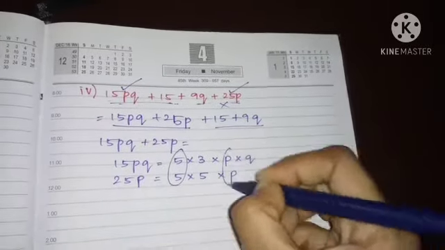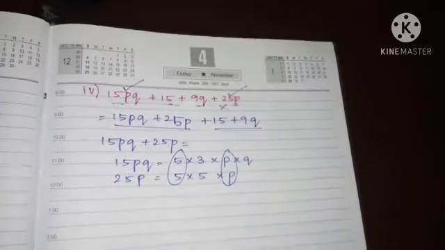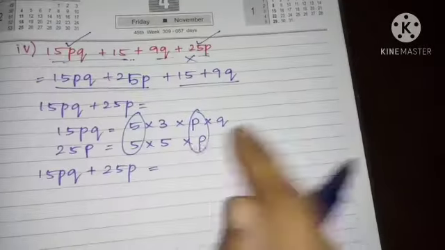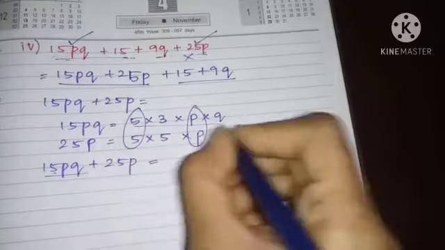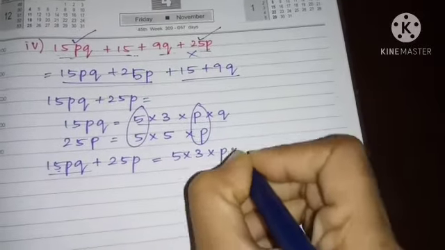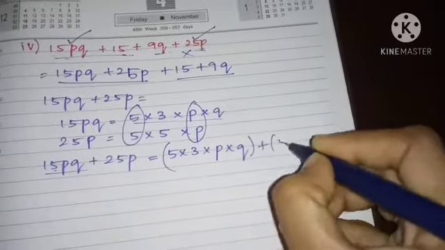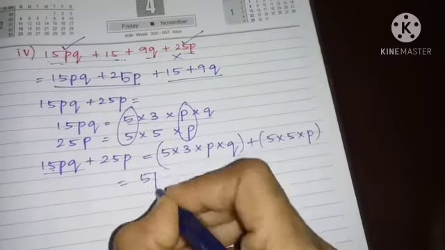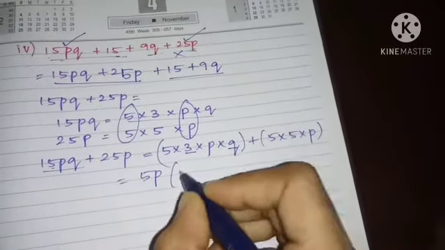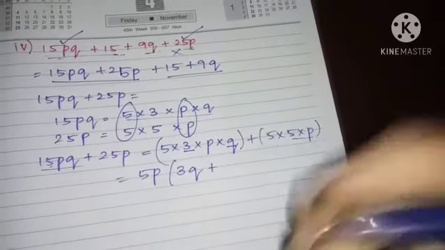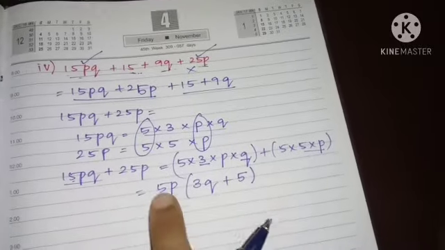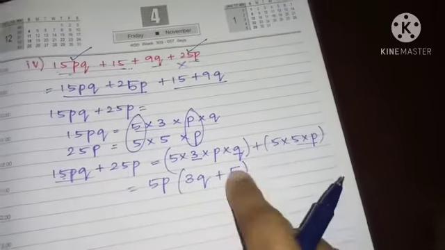In this, 5 and p are common. So what will be the thing? 15pq plus 25p is equal to 5 into 3 into p into q plus 5 into 5 into p. In this, if I take 5p outside, 5p into what is remaining? 3q is remaining, plus, if I take 5p outside, what is remaining? Plus 5. So 15pq plus 25p is 5p of 3q plus 5.